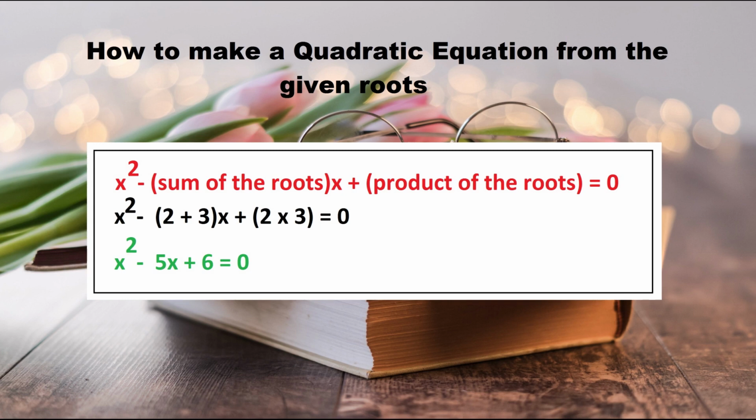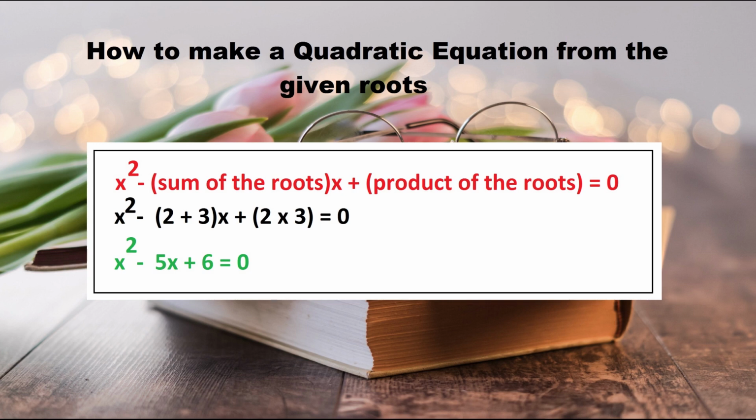Further solving it, you get x square minus 2 plus 3, which is 5x, plus 2 multiplied by 3, which is 6. Now you have got an equation that is x square minus 5x plus 6 equal to 0. Yes, with the help of the given roots, you have made a quadratic equation that is x square minus 5x plus 6 equals 0. I hope you have understood well how to make a quadratic equation with the help of the given roots.